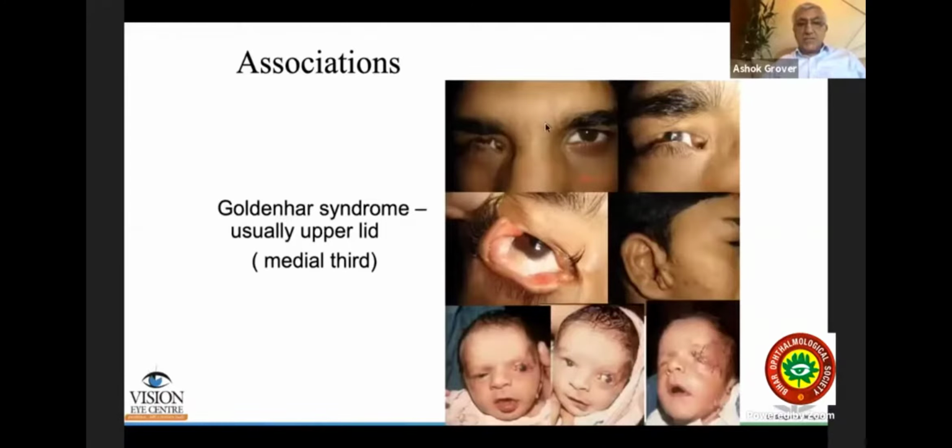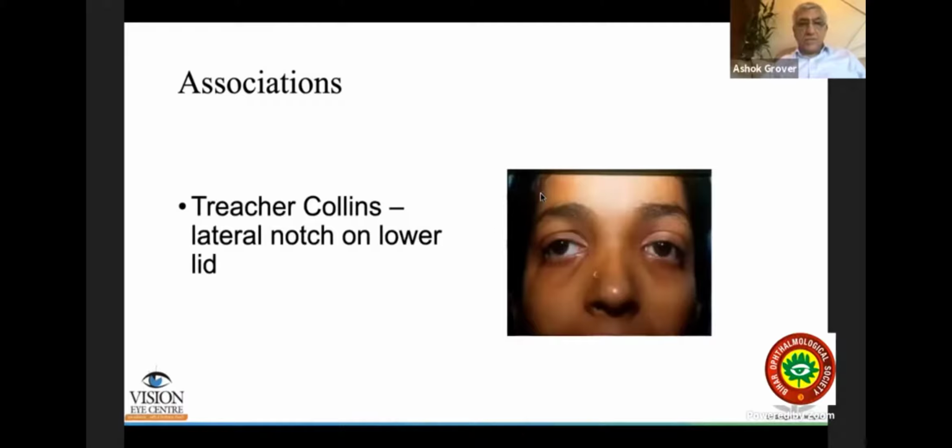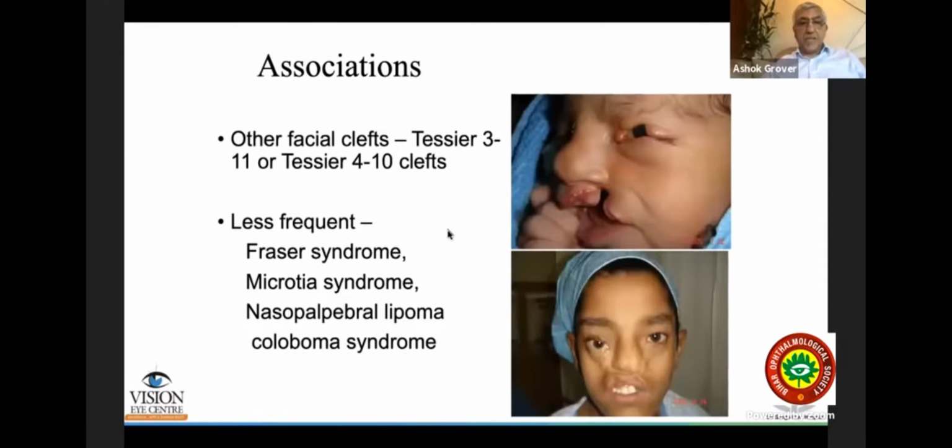Golden hair syndrome is probably the most common condition that we come across. The other being Treacher Collins, where we have the lower lid notches in the temporal part. The other facial clefts or other syndromes are often associated.